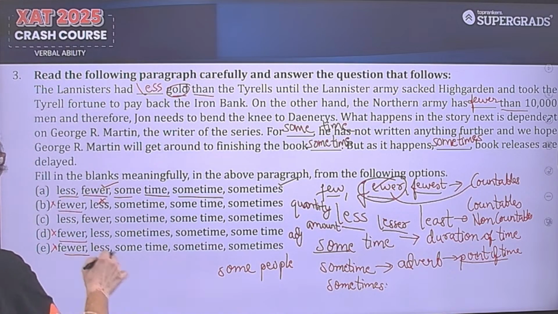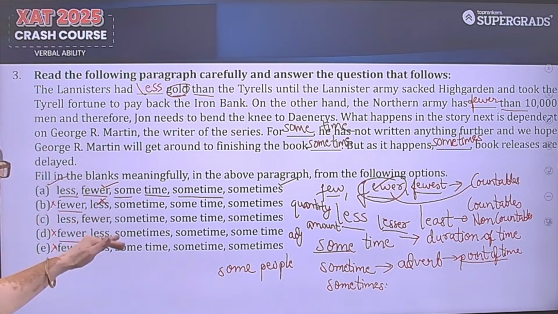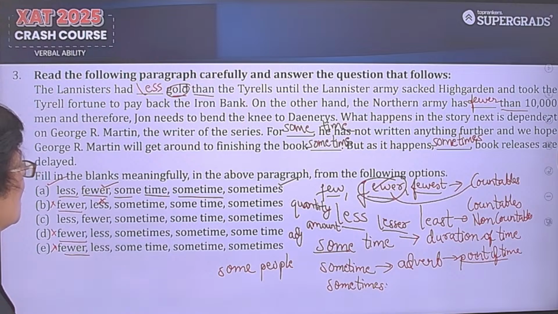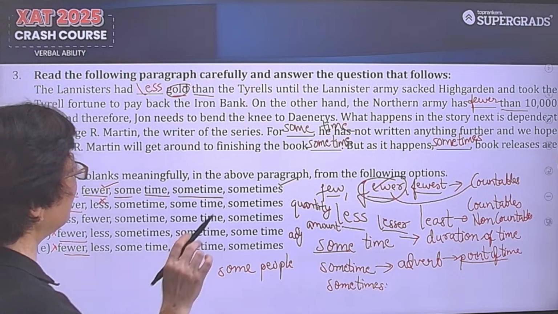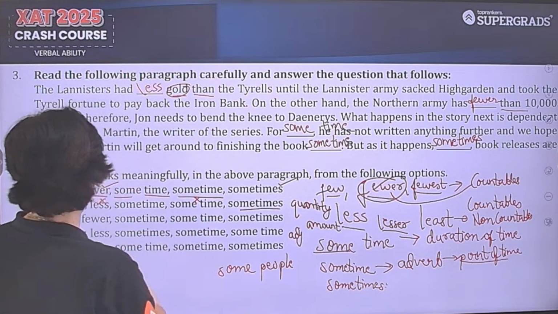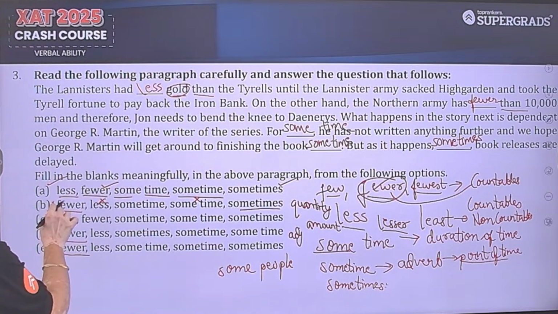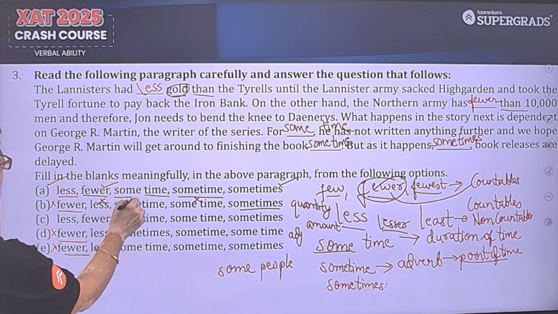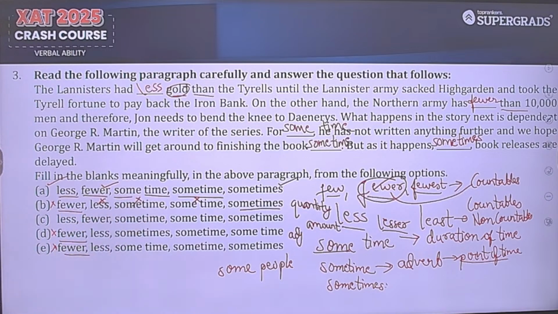So you find that option A fits in the best. But how do you eliminate? I hope that also is clear. You have to have sometimes, which is very correct here, but this goes wrong here, and already we have ruled this out because of fewer and less here. And this sometime is also not correct.